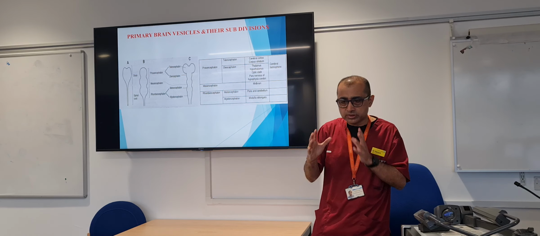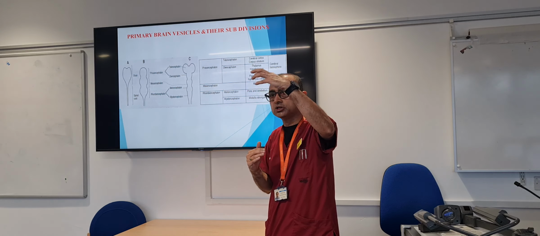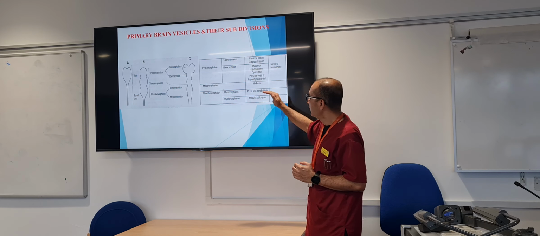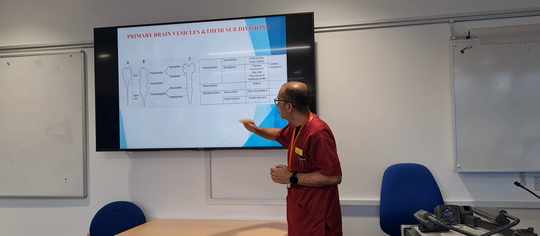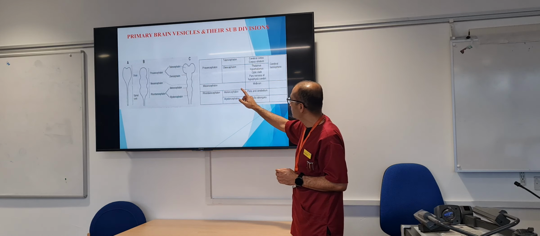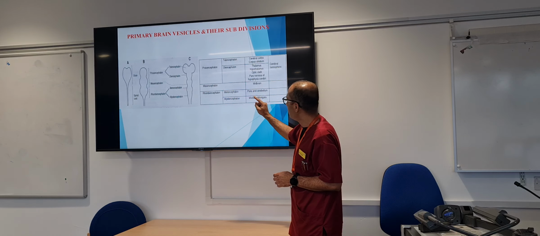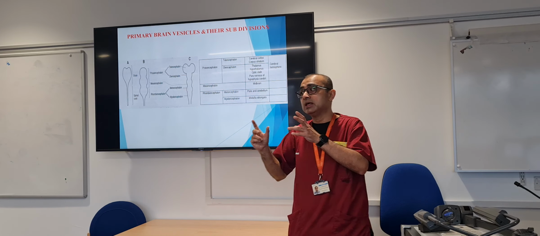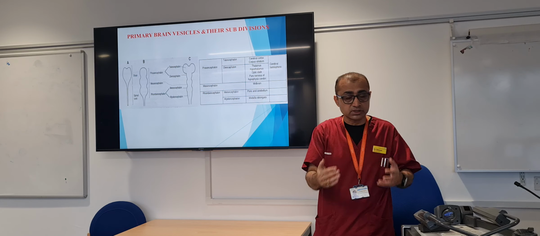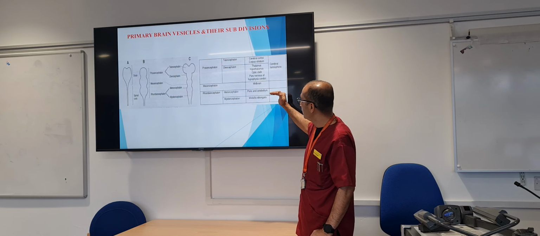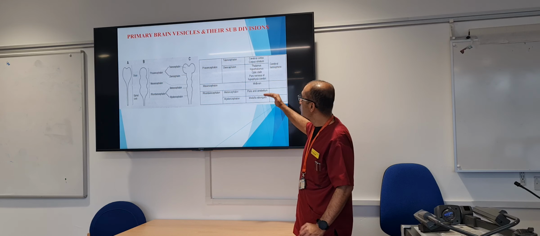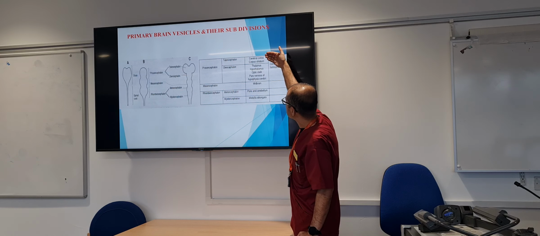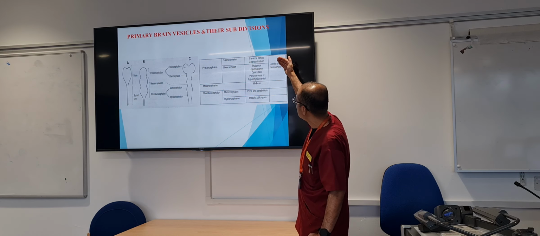The midbrain doesn't divide. It is the connection between the cerebral cortex and the other part of the brainstem. The hindbrain or rhombencephalon divides into two parts, called the metencephalon and myelencephalon. Metencephalon gives rise to the pons as well as the cerebellum, not just the pons but also the cerebellum, and myelencephalon gives rise to the medulla oblongata. So these are the parts of the brain.